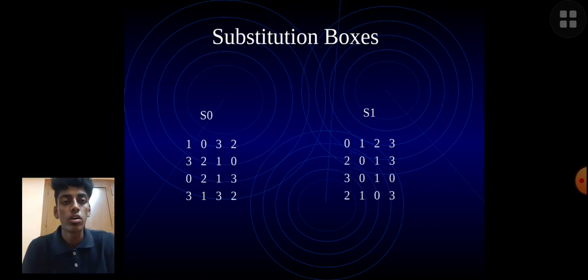S0 and S1 are substitution boxes. We find S0 and S1 from these matrices. Let's see one example. Everybody should understand the detailed process of the simplified DES algorithm.